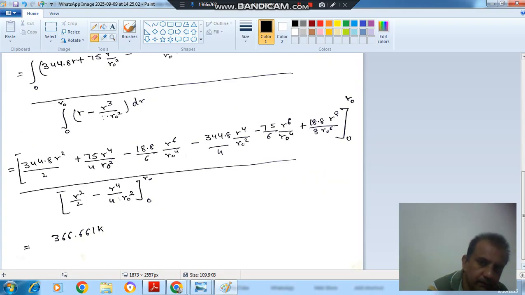So here in the numerator we will have an R0² term, because if we put the limit, it will be R0⁶ by R0⁴, so R0² will remain. Here we also have an R0² term, so this will cancel out. Now we just have to solve this part. The R0 terms will cancel out from numerator and denominator. This part is just addition and then division. So that will give the bulk mean temperature of 366.661 Kelvin.